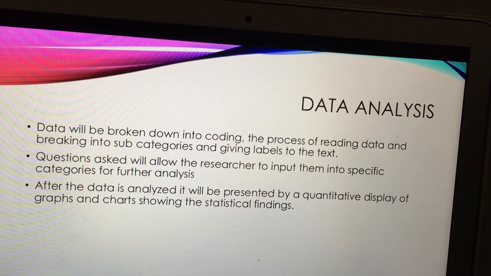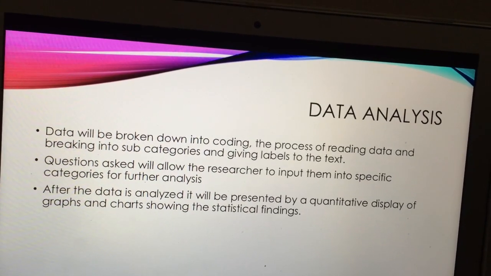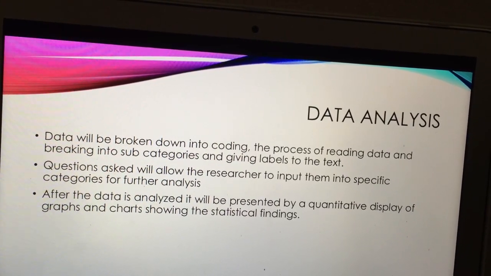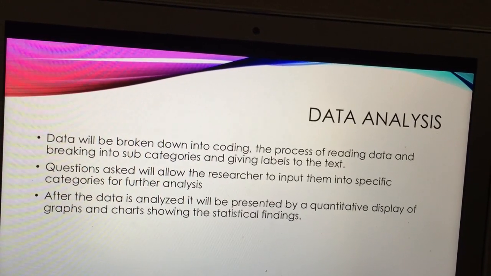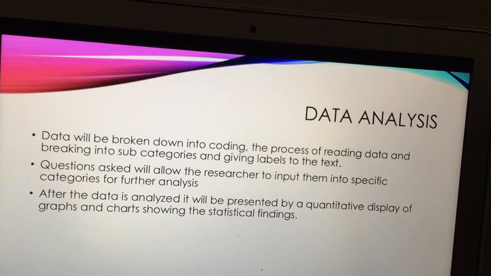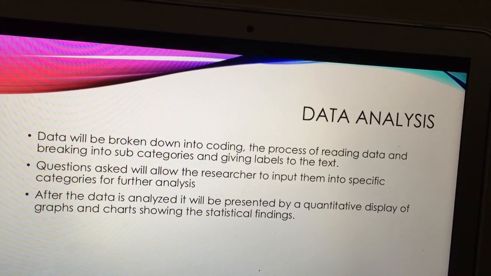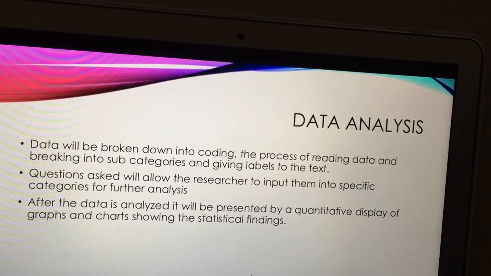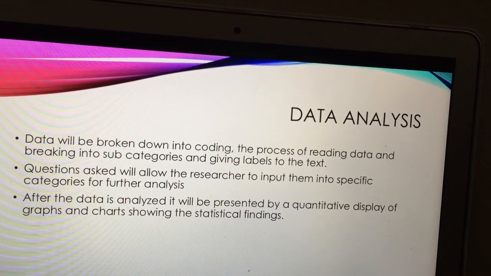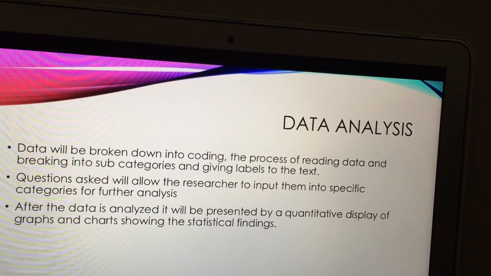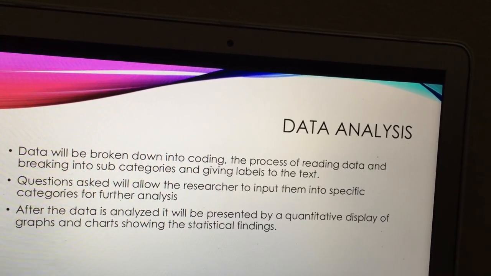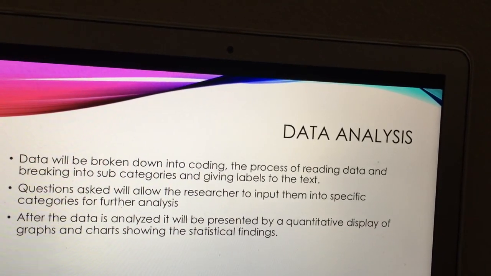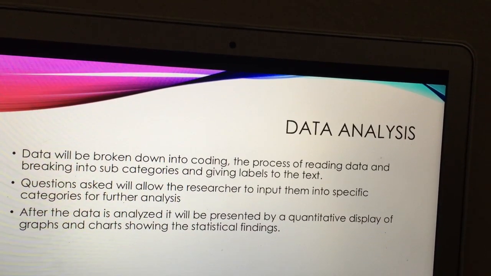Data will be broken down into coding, which is the process of reading data and breaking it into subcategories and giving labels to the text. Questions asked will allow the researcher to input them into specific categories for further analysis. After the data is analyzed, it will be presented by a quantitative display of graphs and charts showing statistical findings.